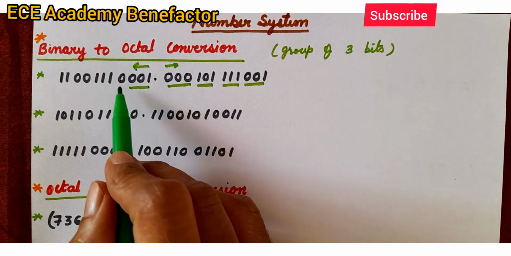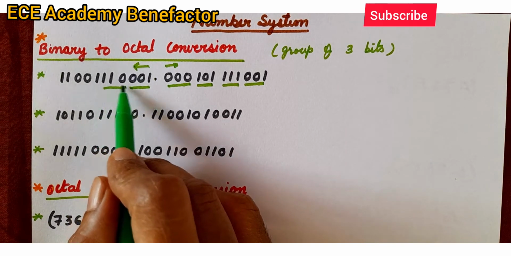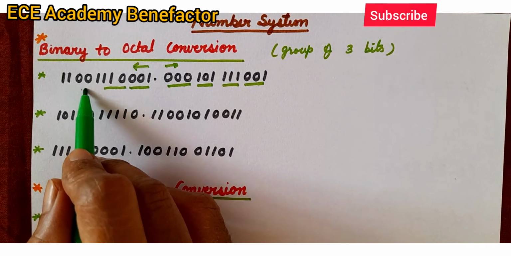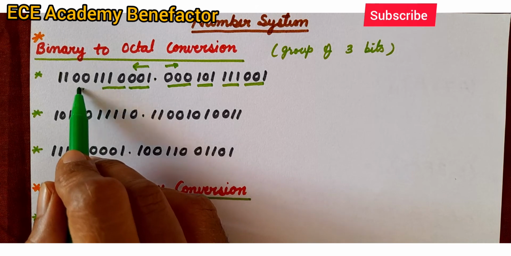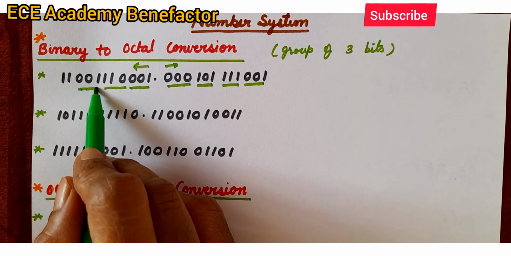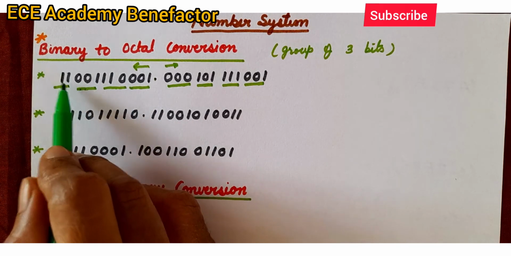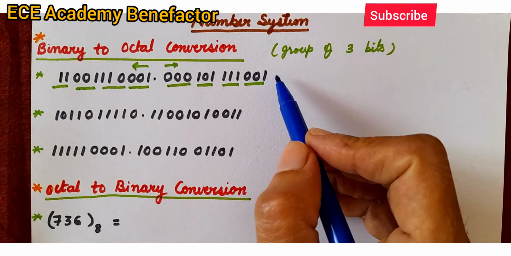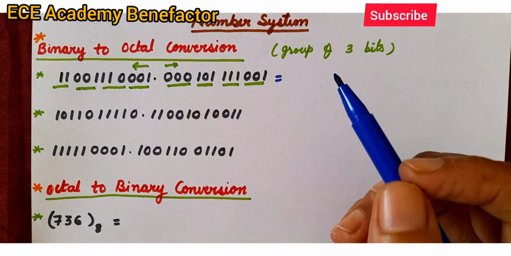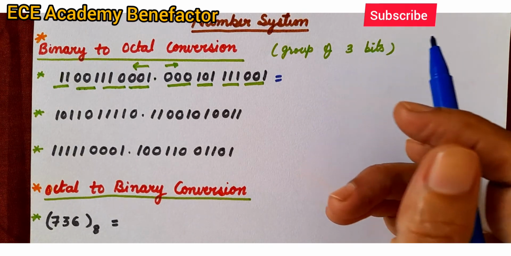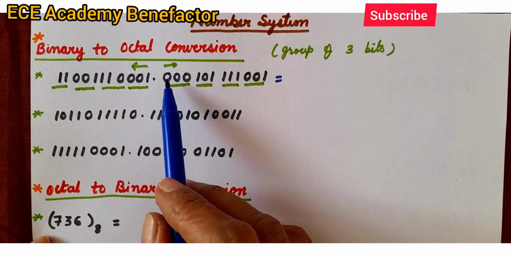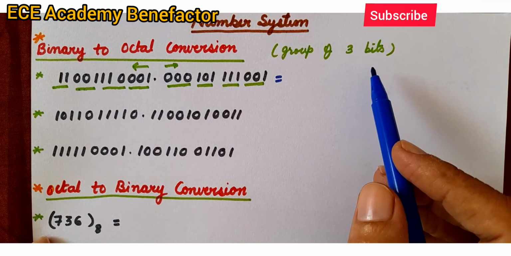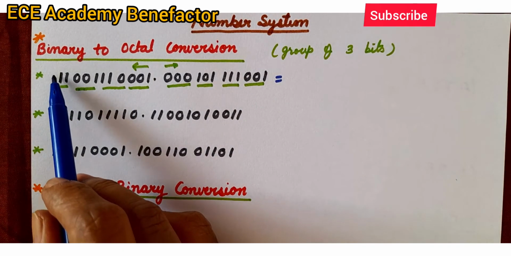Group of 3 bits, and then another group of 3 bits, and it has only 2 bits, so you can add 0 to it here. So this is a binary number and you have done grouping of 3 bits. Here we can add 1 0.